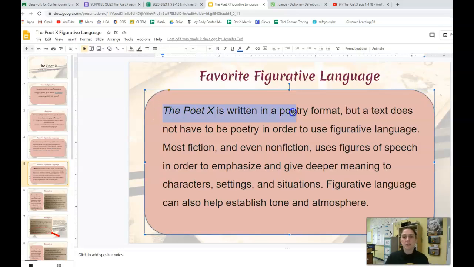The Poet X is written in a poetry format, but a text does not have to be poetry in order to use figurative language. Most fiction, and even nonfiction, uses figures of speech in order to emphasize and give deeper meaning to characters, settings, and situations. Figurative language can also help establish a tone and atmosphere.